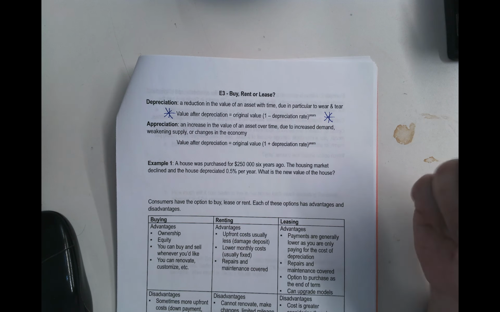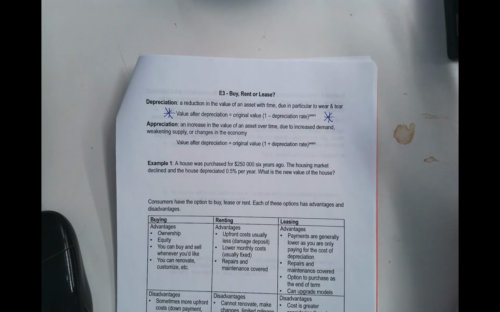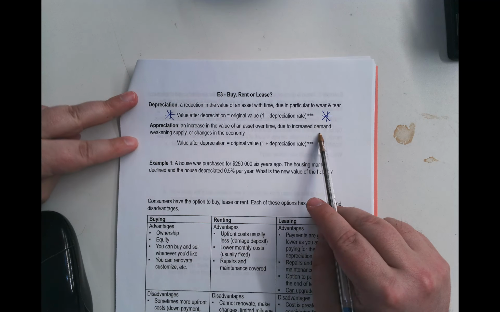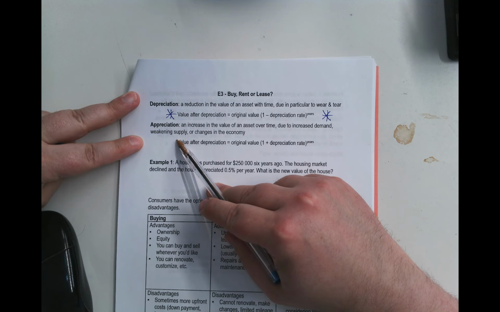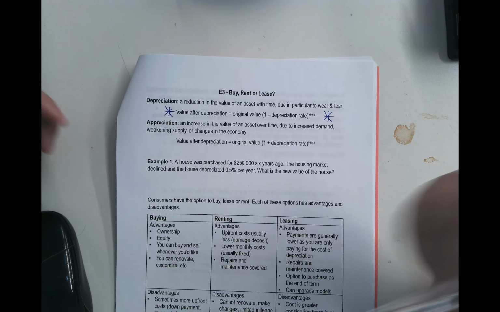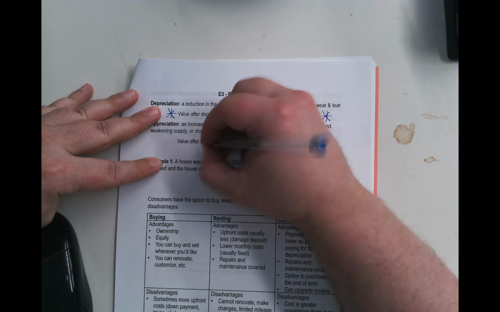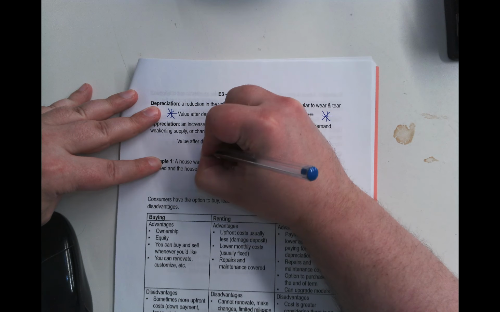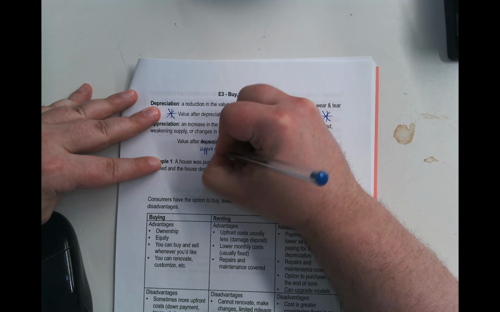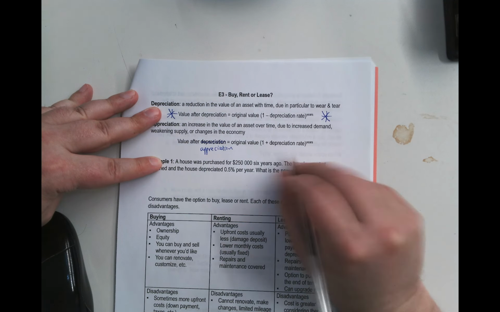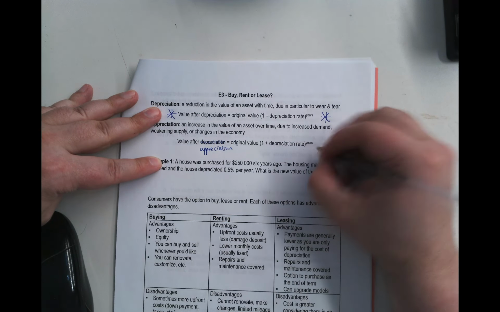Appreciation is the opposite of that, is when things increase in value over time. So like in particular, if you own a house, the value of houses tends to go up over time. So that would be a case where that asset, your house, would appreciate. So for example, due to increased demand, or if there's less supply for it, or if there are just changes in the economy. And the formula is the same. This should say the value after appreciation. And all that is we add the depreciation rate instead of subtracting it here.